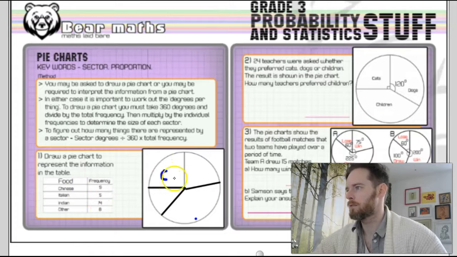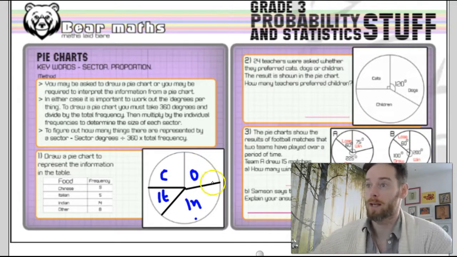Okay, so the Chinese food is this sector here. The Italian food is this sector here, the Indian food is this sector here, and the other food is this sector here. And make sure we label that.